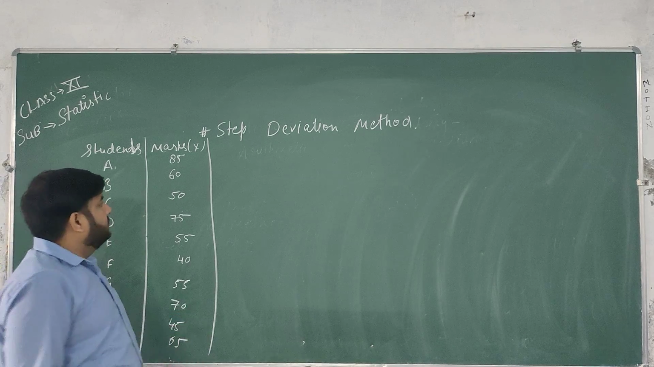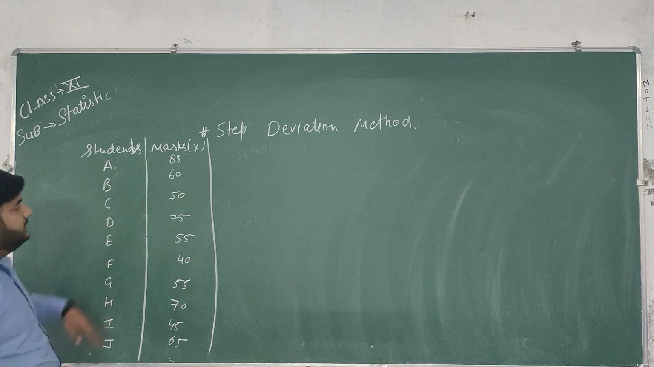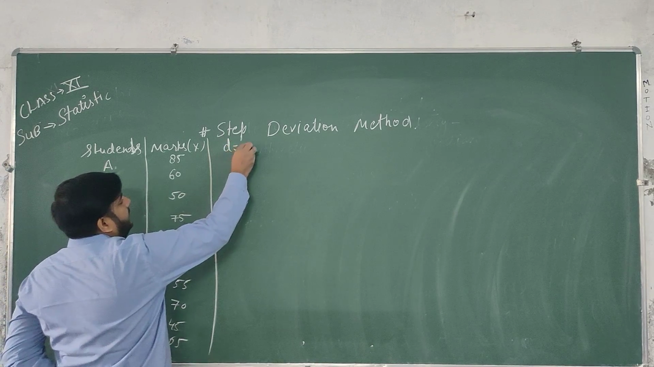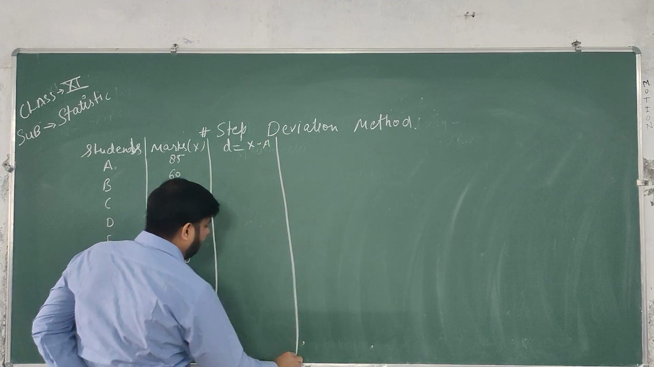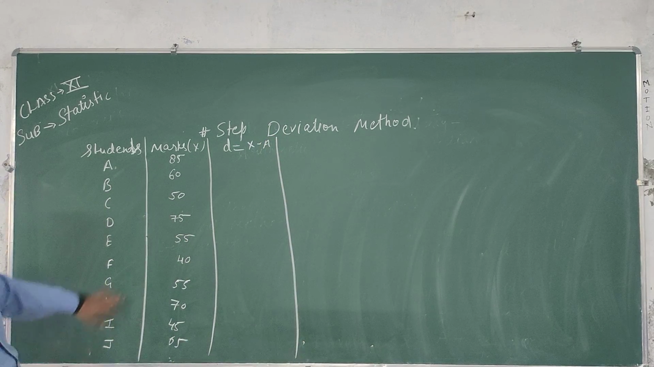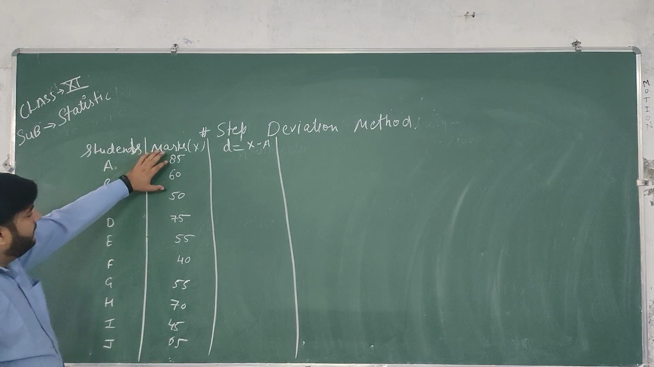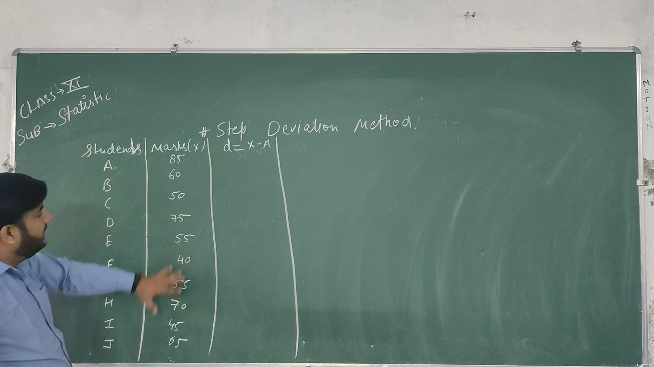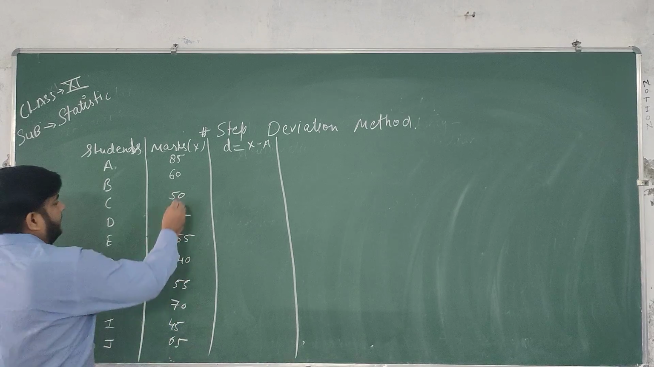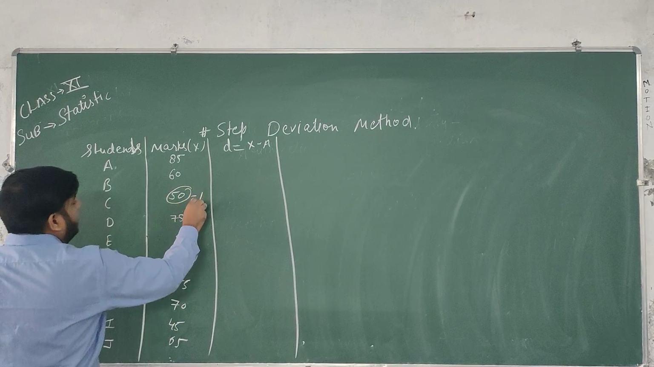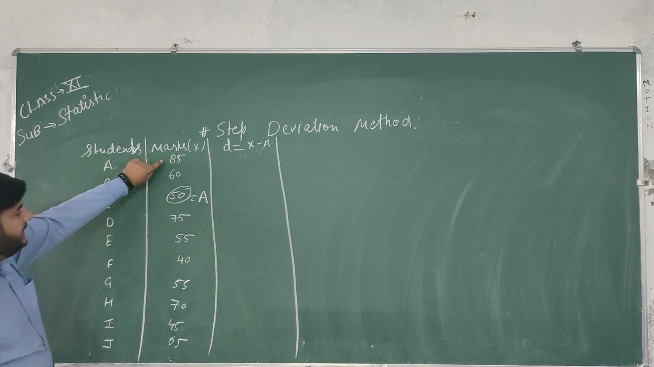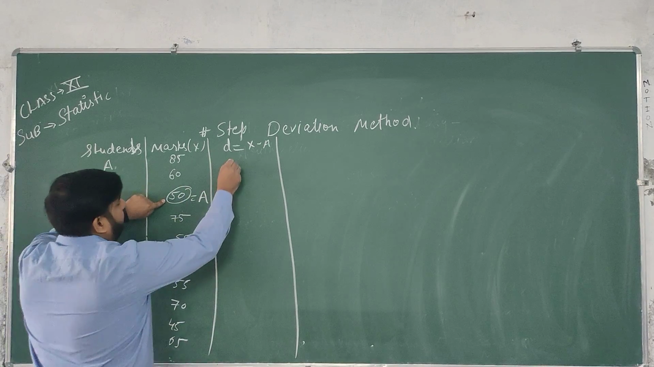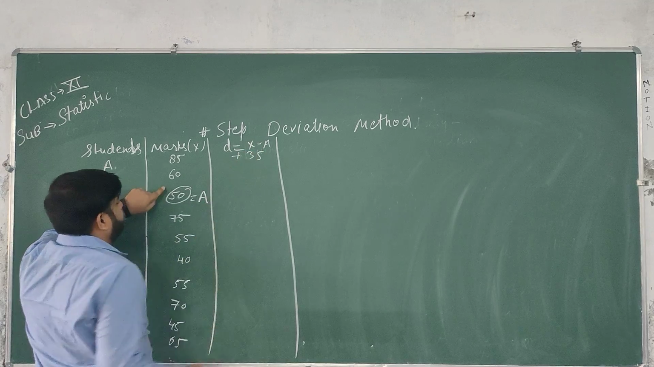Okay. So the first step is to calculate D. How do we calculate D? X minus A. So let us assume, from our X column we can assume any one number as A. Suppose we assume 50 as A. So how we calculate X minus A: 85 minus 50 is plus 35.